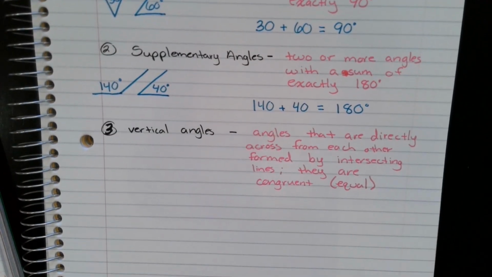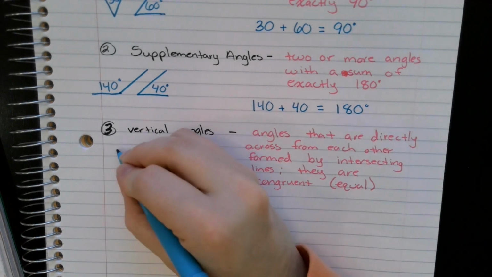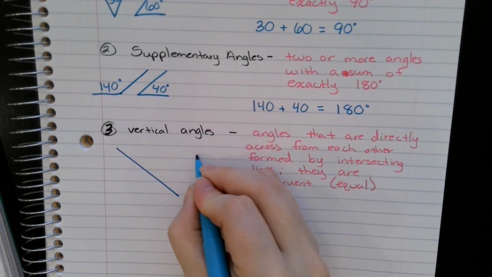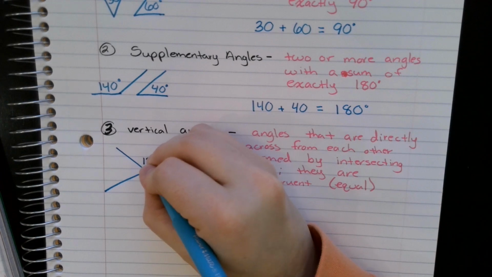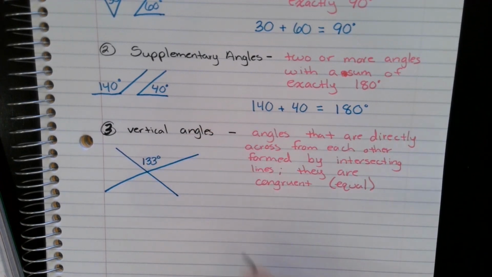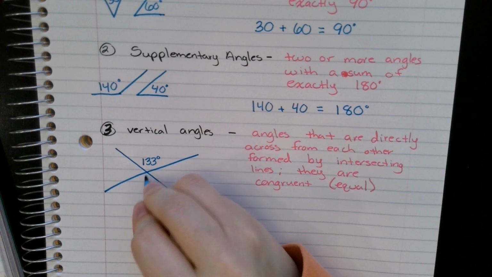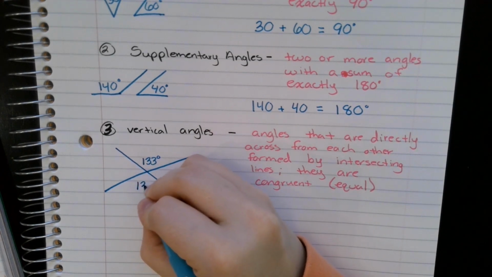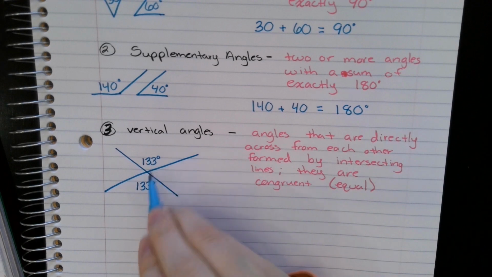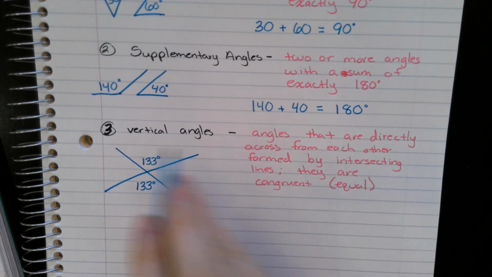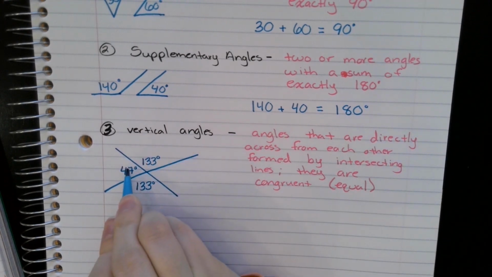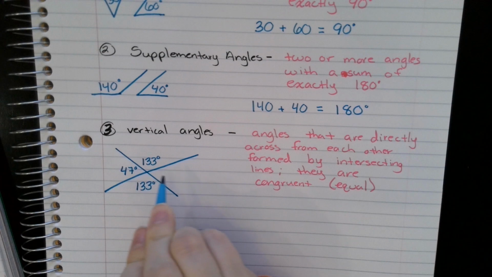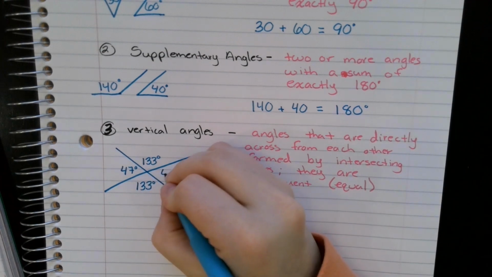Okay, so when I say that they are intersecting lines, that means I have two lines that are going to intersect, and it's going to form 4 angles. So maybe this is 133 degrees. That means directly across from it is also going to be 133 degrees because they are vertical angles to each other. And the same thing for here. This is 47 degrees. That means directly across from it should also be 47 degrees.